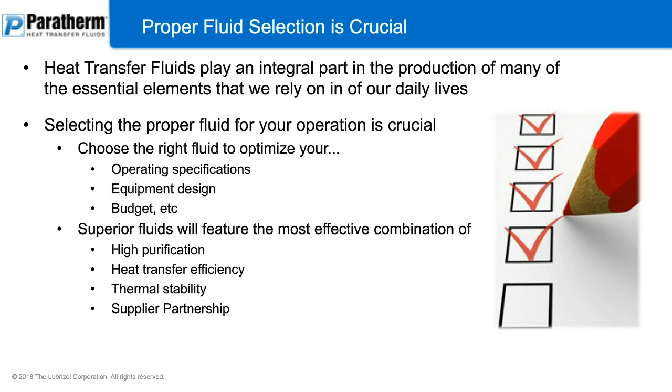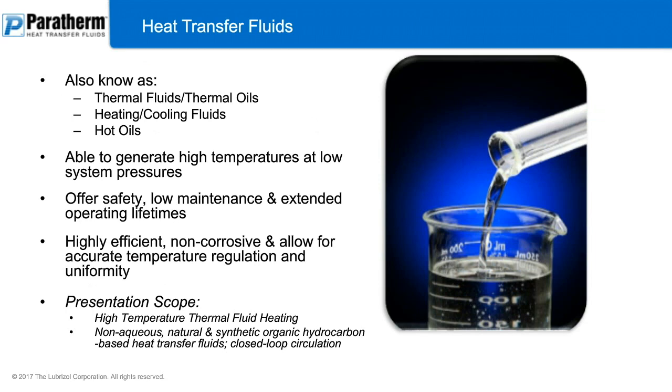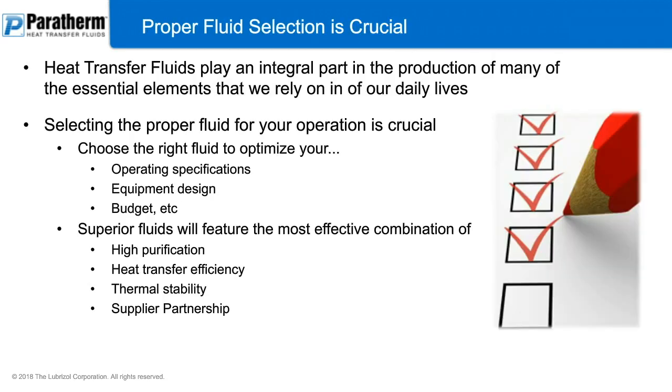If you're selecting the proper fluid for your operation, you're going to be optimizing operating specifications. You're going to be optimizing the design of equipment, this huge capital expense that you had. By choosing the wrong fluid, you're going to be really limiting what that equipment design is capable of doing. By choosing the proper fluid, you're going to be able to extend the operating lifetimes. You also need to look to optimize your budget. And you know that there are limitations when selecting something like this, and we need to make sure that the budget is also kept in mind.